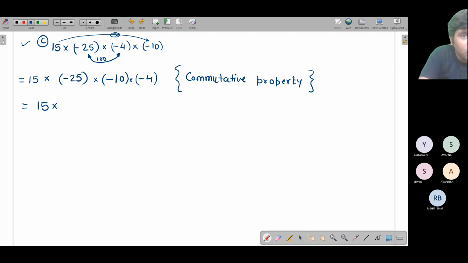So first, we have to write in the sequence that 15 and minus 10 are written together, and 25 and 4 should be written together. Let me explain, give me 2 minutes. I will complete it.